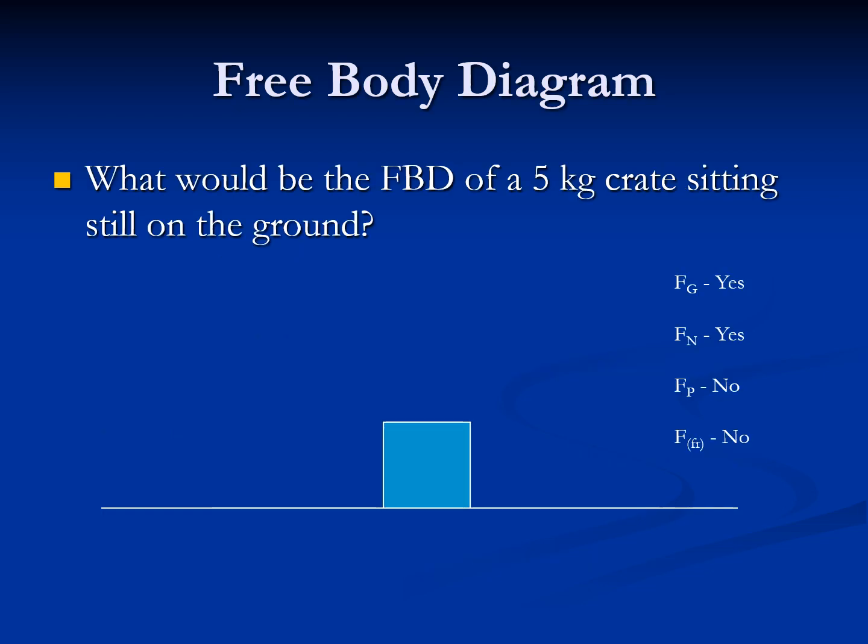Now, let's examine this situation. What would be the free body diagram of a 5-kilogram crate sitting still on the ground? All right, well, this is what I'm going to do. I'm going to go ahead and put the mass of 5 kg right smack dab in the middle of the crate, just so I know what the object's mass is. I don't want to confuse that. The 5 kilograms is a mass, it's not a force. Therefore, it won't be one of the arrows on the free body diagram. But there you go. What forces are currently acting on this?